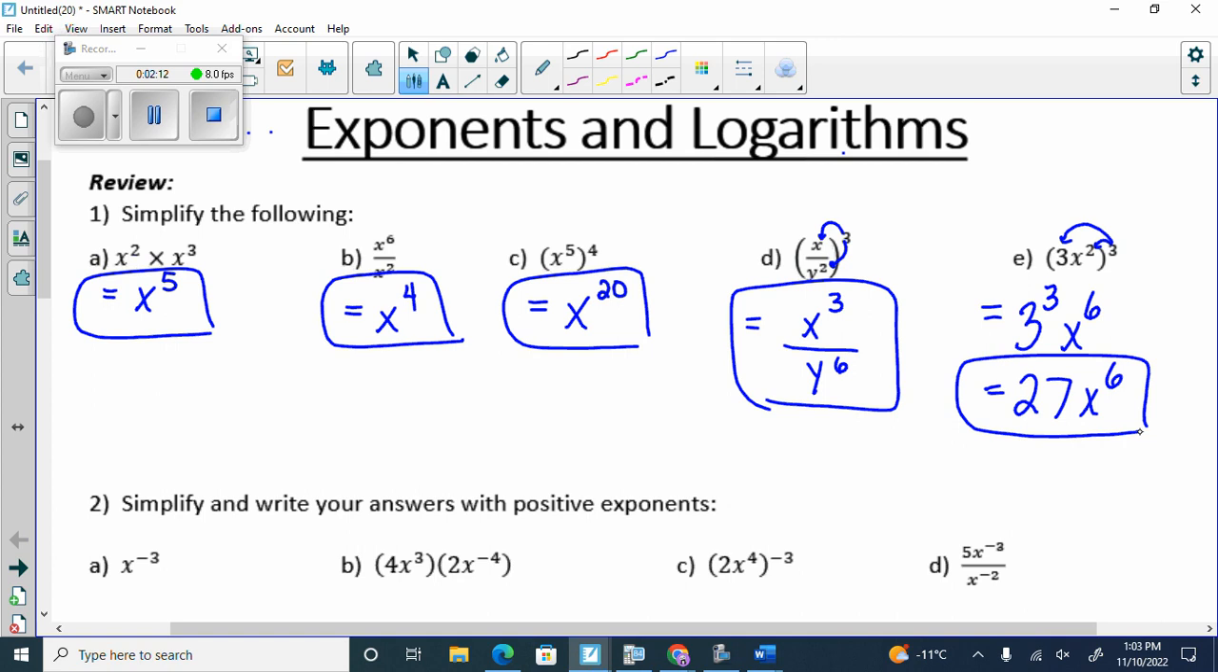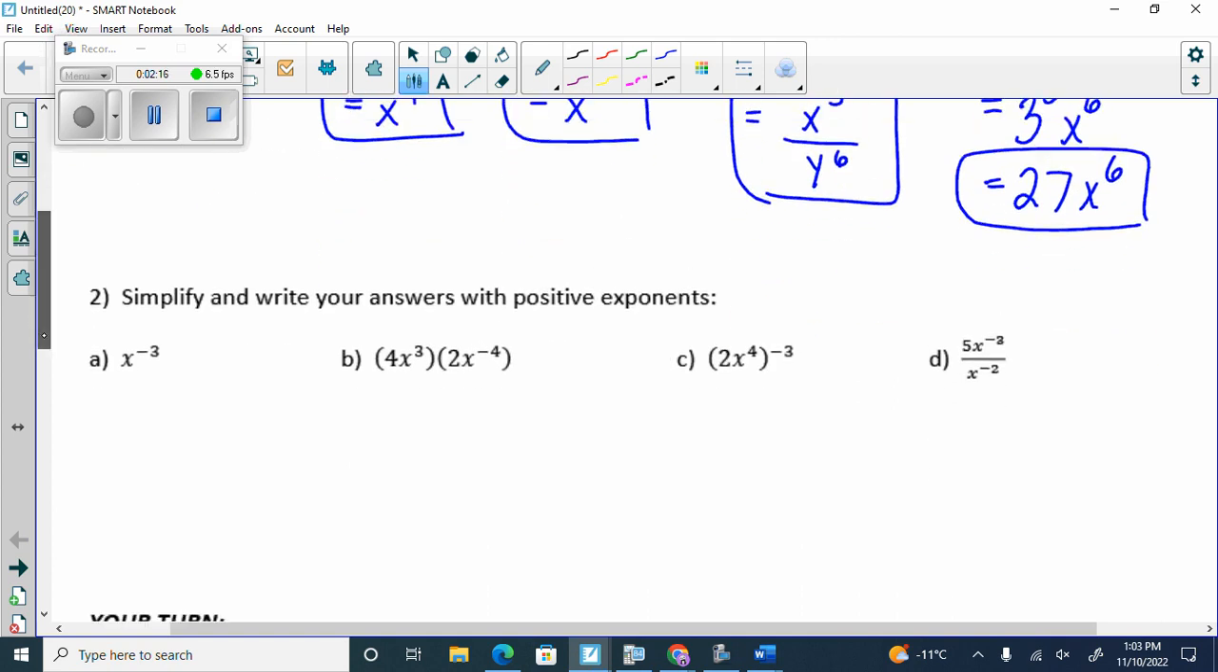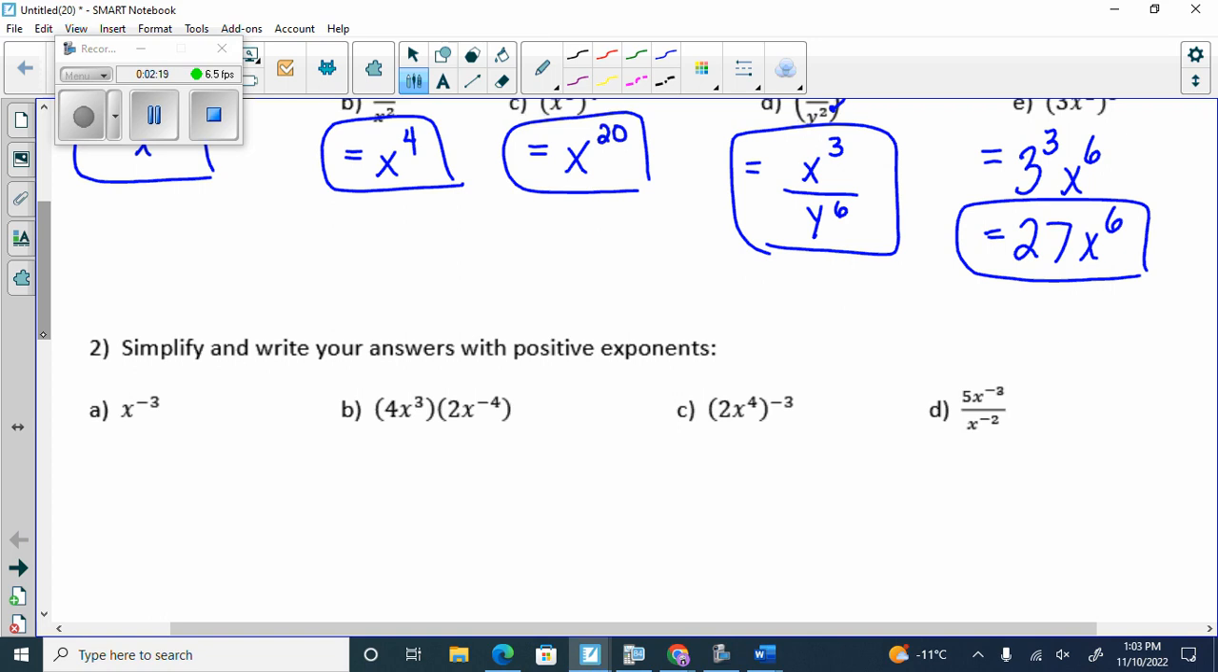Okay, then in grade 10 we talked about negative exponents. So, simplify and write your answers with positive exponents. So if I have x to the negative 3, does anyone know how you can make a negative exponent positive? If it's in the numerator, you put it in the denominator. Okay. Numerator goes to the denominator to make it positive.